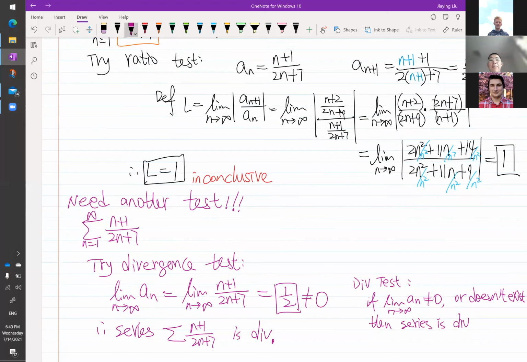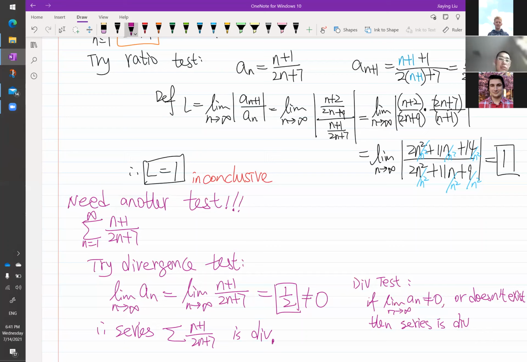So this is a good example. I'm sure if you try the divergence test immediately, before you learn this ratio test, you will find out that it's divergent, right? But this example is good because it gives you more tools, just another test that you can use to test for convergence.